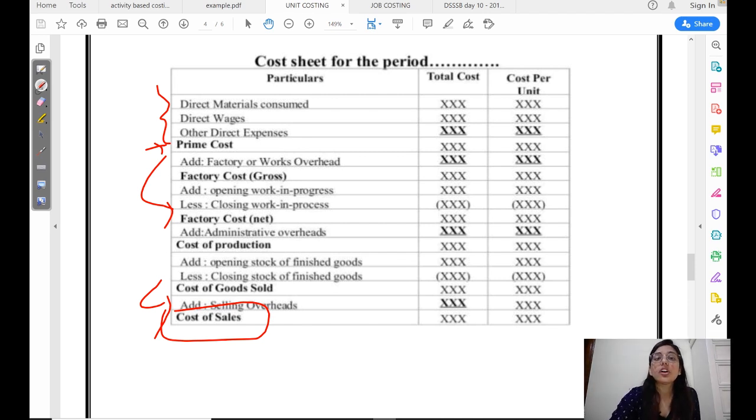Guys, you can see here that the cost sheet is prepared for a particular period, and also here the cost per unit is calculated. Why? Because there is a single product and a similar cost unit being used, and hence it is possible to calculate the cost per unit, right?